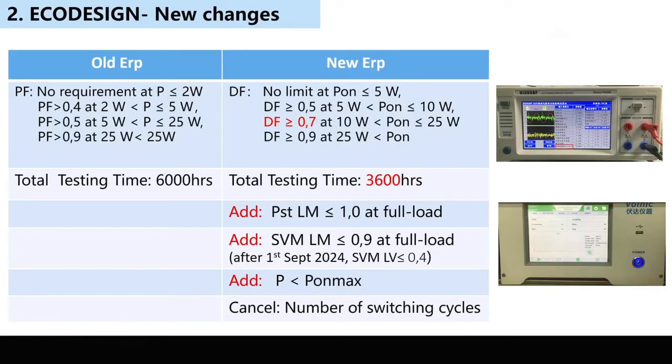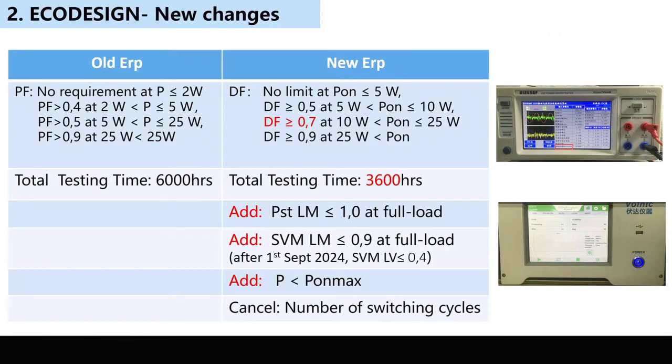Vivian, I heard you have studied the new ERP for a long time. Can you summarize for us what are the most important points that have changed in the new ERP? Yeah, surely. Firstly, PF has changed to DF. Actually, it's not much difference. And secondly, the new ERP adds PST and SVM to testing. And most importantly, the new ERP document requires that P needs to be less than P on max. And also, the total testing time is reduced from 6,000 hours to 3,600 hours. That's a very good thing.